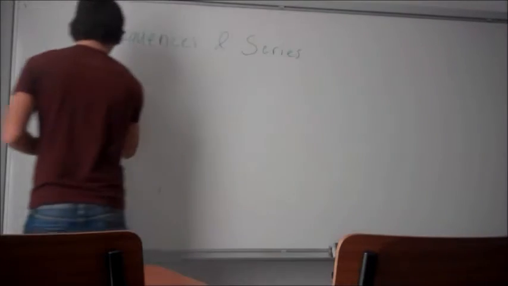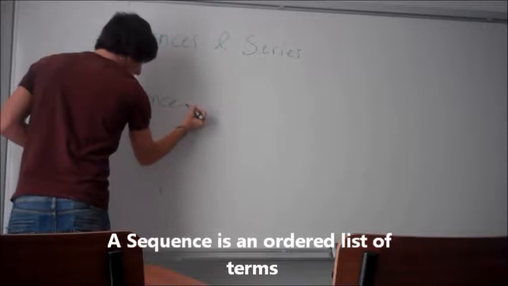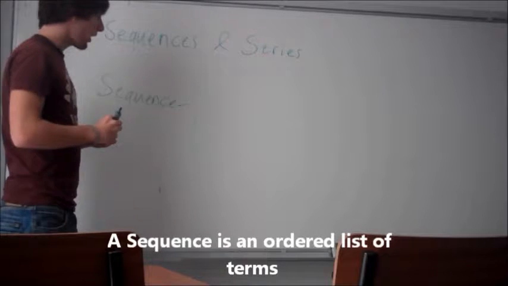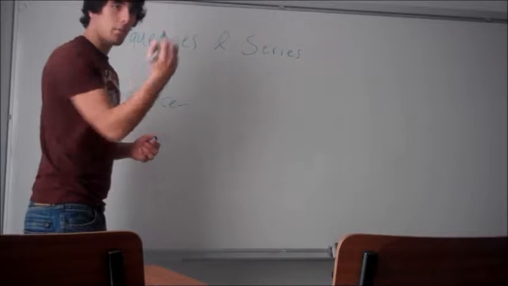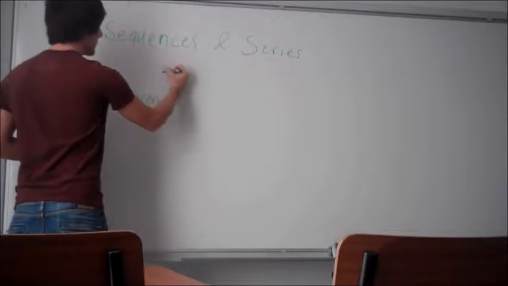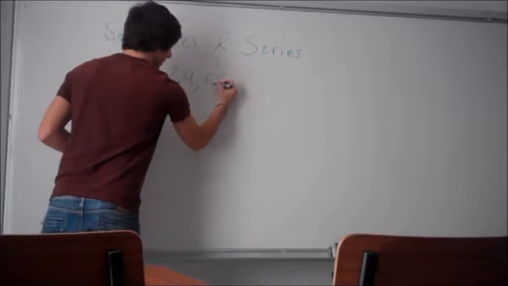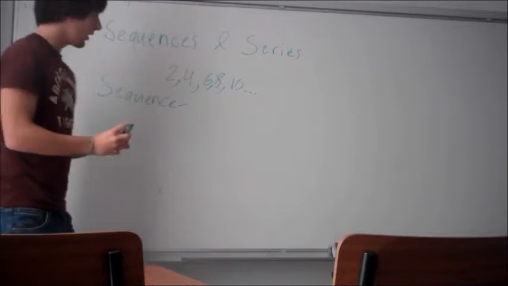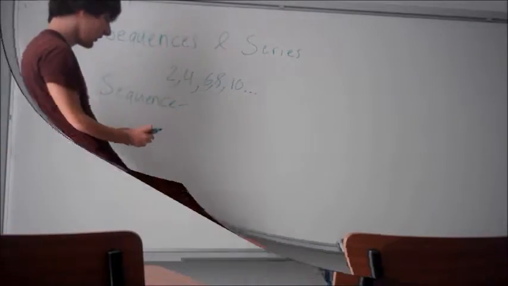First let's start by defining a sequence. A sequence is a list of terms in order. Each number in a sequence is considered a term. For example, a common sequence would be 2, 4, 6, 8, 10, and so on. As you can see, they're always added by the same number, and that's what makes it a sequence.